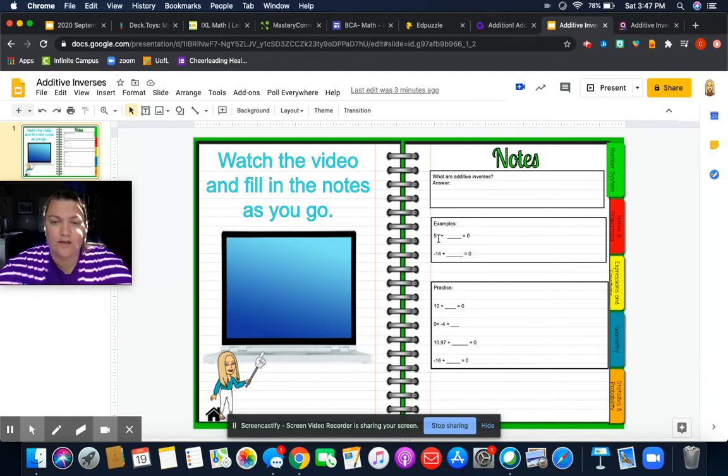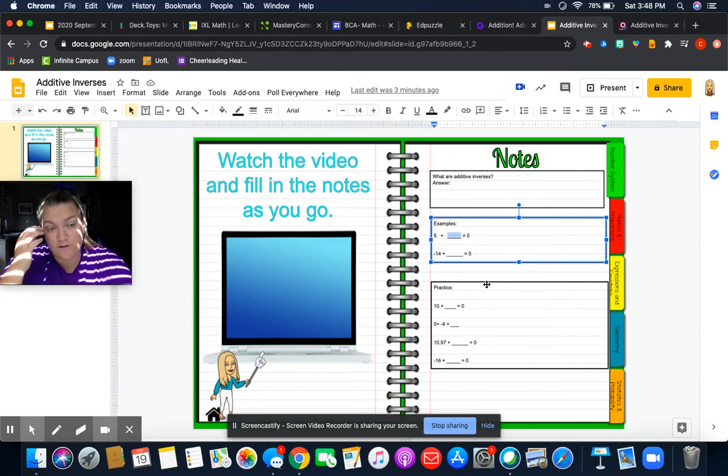If you look over here in our example box, we have the number 5. That would be our first number. The additive inverse of 5 is what we're adding to that in order to get a product of 0. So 5 plus what number is going to give us 0? Our additive inverse is going to be negative 5.